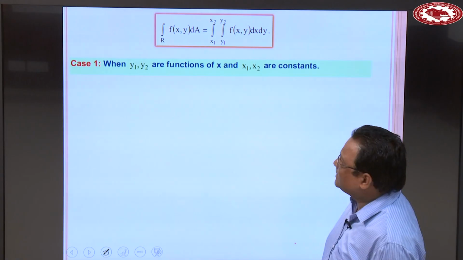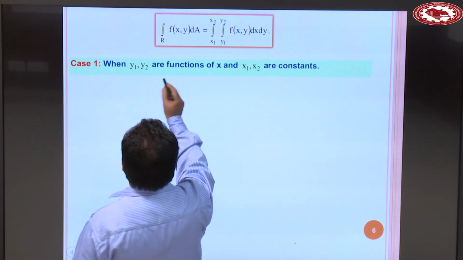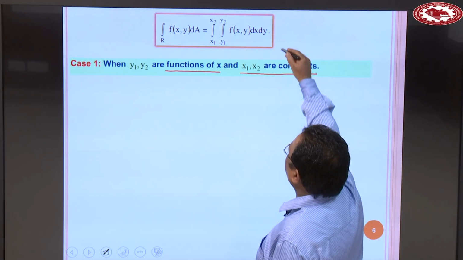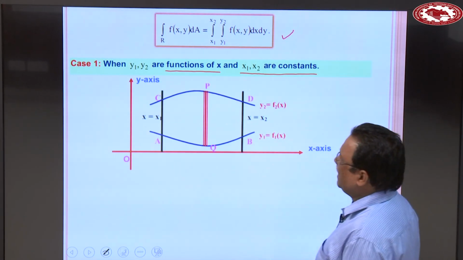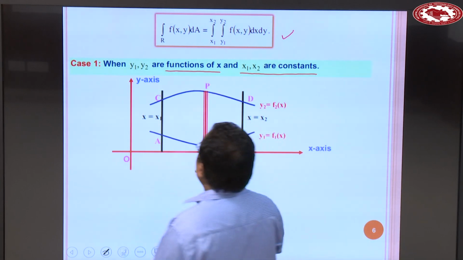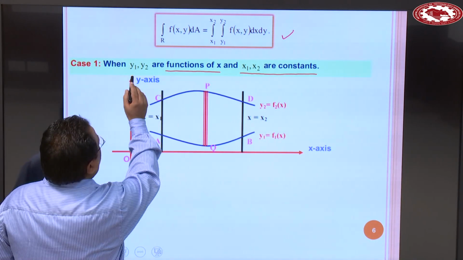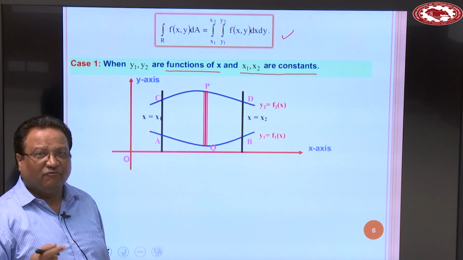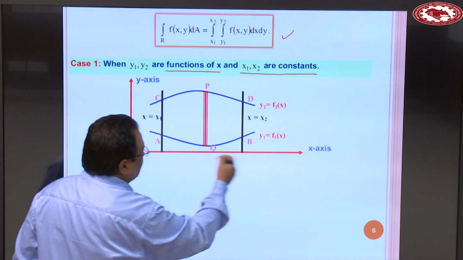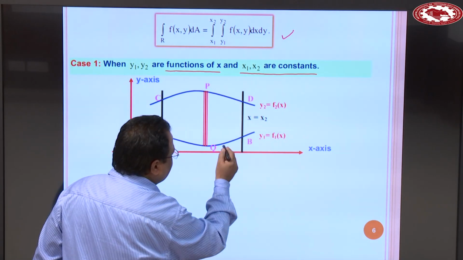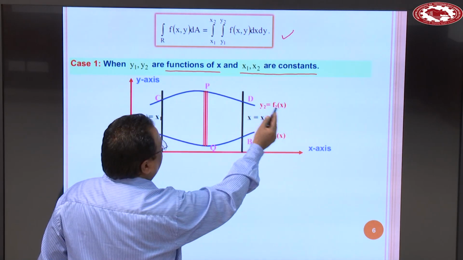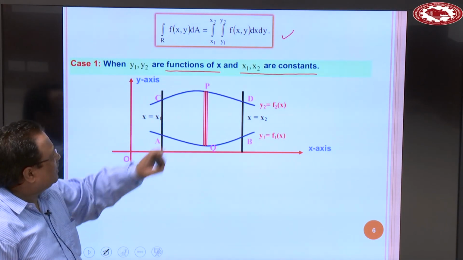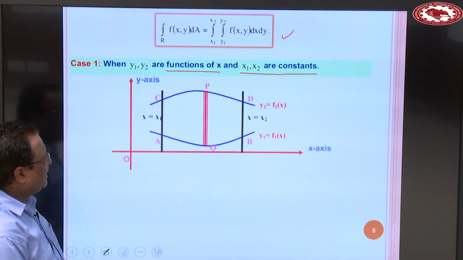ओके, सो फर्स्ट केस इज व्हेन y1 and y2 are functions of x and x1 and x2 are constants, then how can we evaluate this type of integrals? Now see the geometry. How can we evaluate this double integral problem? Now y1 and y2 are functions of x. Constant होता तो straight line होता, functions of x तो ये curved form में. So y1 is equal to function of x, this one, and y2 is equal to function of x, this one. Blue lines. Okay. Now x1 and x2 are constant. Clear? x1 and x2 are constant.